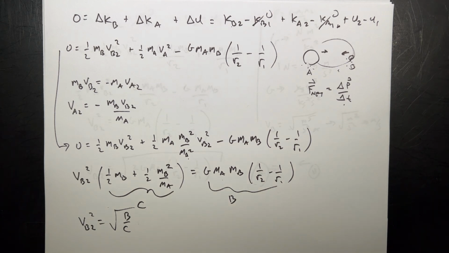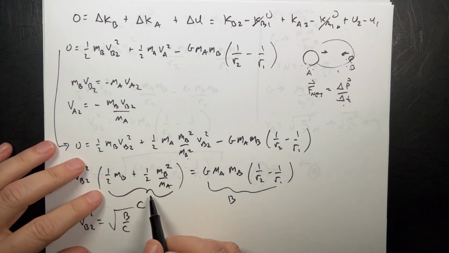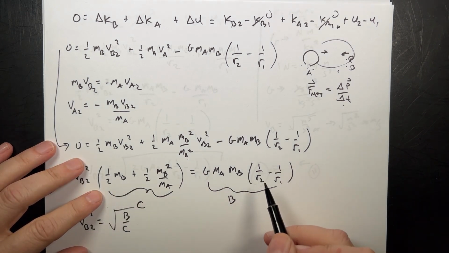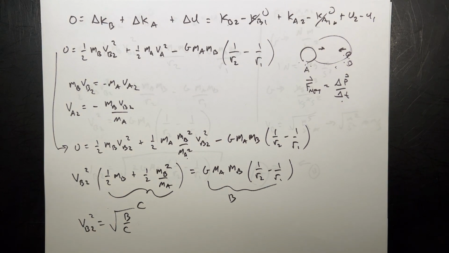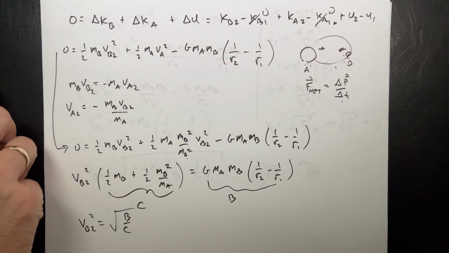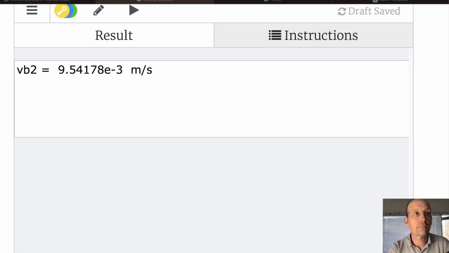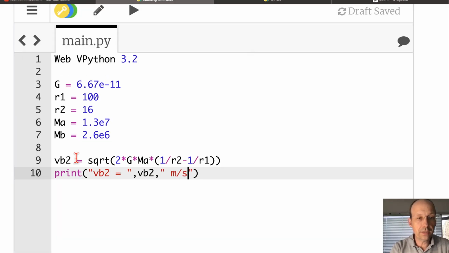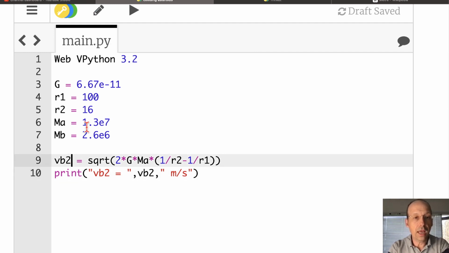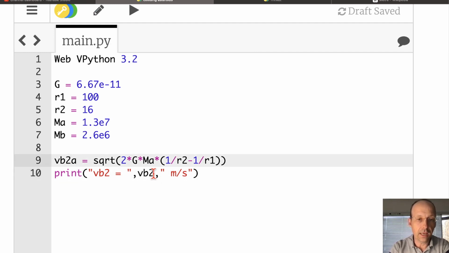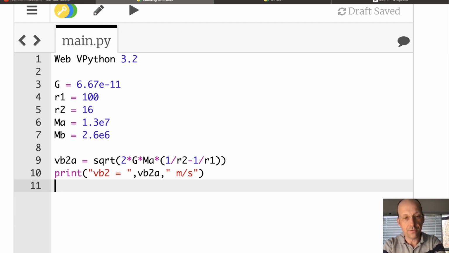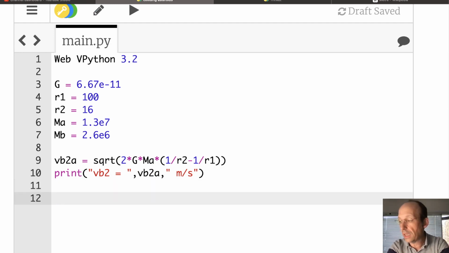And I can do it in Python really easily, right? Because I can call this C, I can call this B, and I can put in all my numbers and calculate VB2. And let's do that. So let's switch over here to Python. Okay, so back to Python. So let's call this VB2 A, and call that A, just because you could change the value.